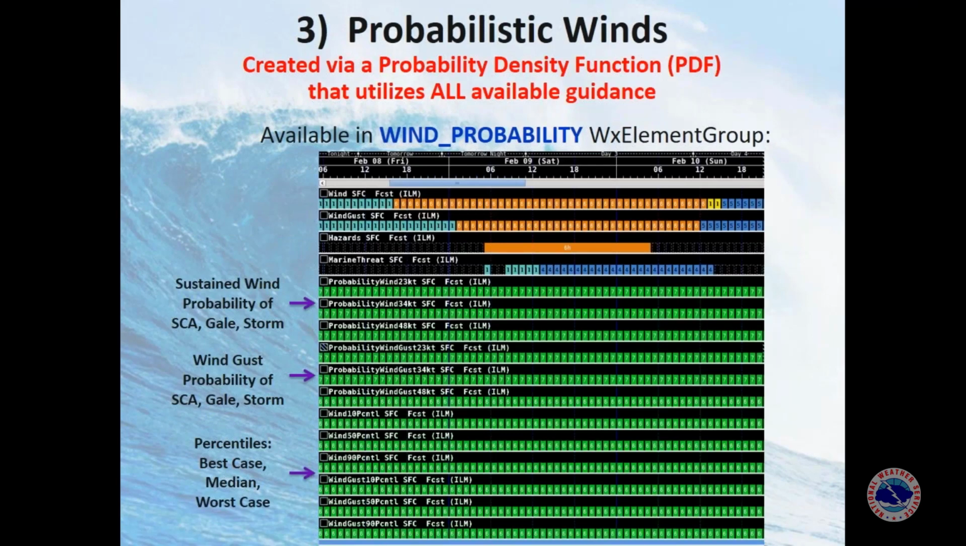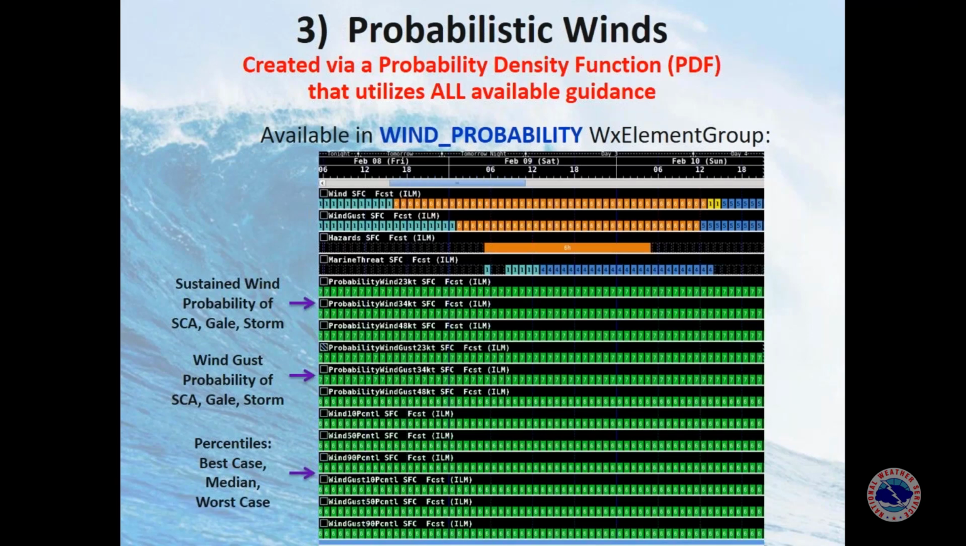So finally, last part of this is probabilistic winds. And these are created using all the guidance available, creating a probability density function and just performing some calculus in the background. And it's available in the wind probability weather element group. I use it often to decide on start and end times for hazards. I try to key in on what's in our marine best practices guide, about 15 to 30% of the zone meeting criteria for at least 3 hours.